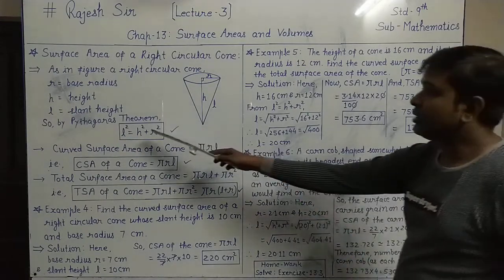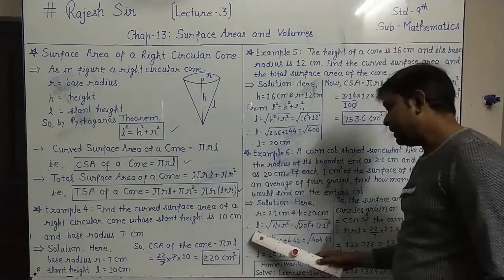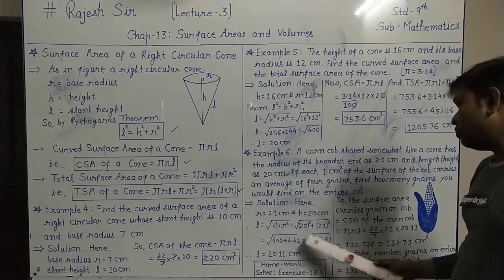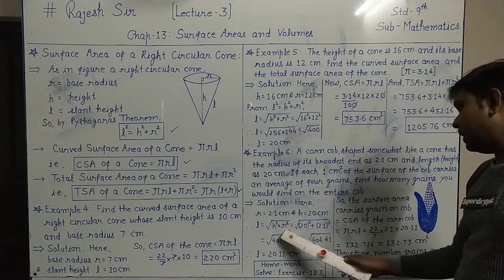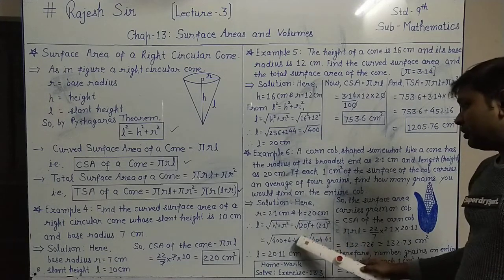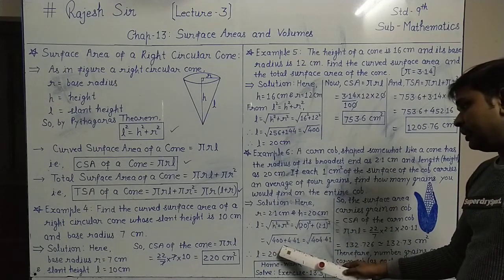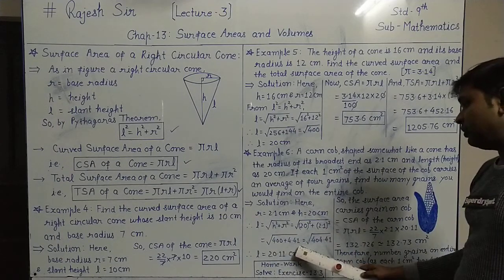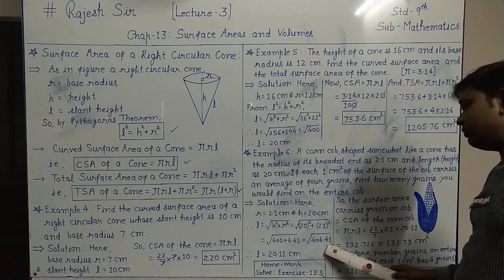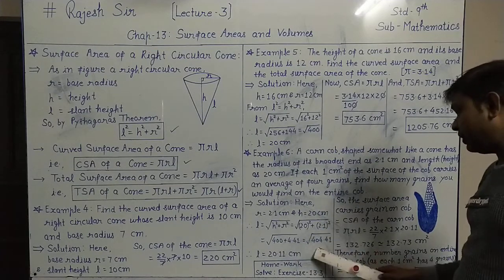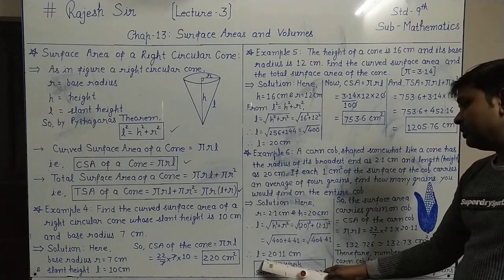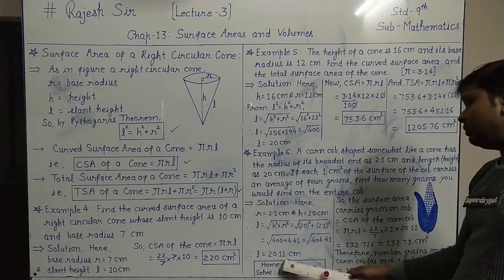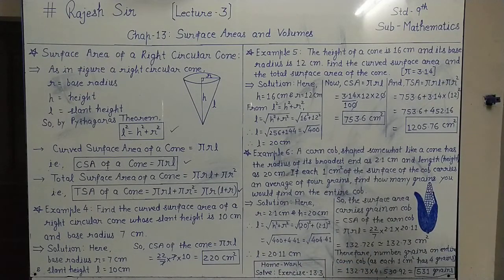So from l square equals h square plus r square, we can write directly l equals the square root of h square plus r square. So the square root of h, 20 square, plus r, 2.1 square. So 20 square is 400 plus 2.1 square is 4.41. The sum of these two will be the square root of 404.41. And the square root of 404.41 is 20.11 centimeter. So l equals 20.11 centimeter. We get the slant height.